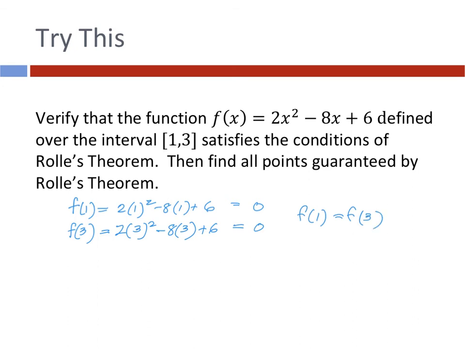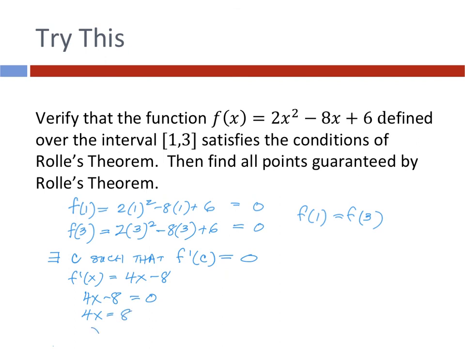Okay, so we see that f of 1 is equal to f of 3. And Rolle's theorem then guarantees that there is some point c, so there exists c, such that f prime of c equals 0. And so it asks us to find all points guaranteed by Rolle's theorem. So we know there's at least one. So let's go ahead and take the derivative of f of x, and we get 4x minus 8. And we can find the point at which f prime of c equals 0. And that happens at 4x equals 8, or x equals 2.